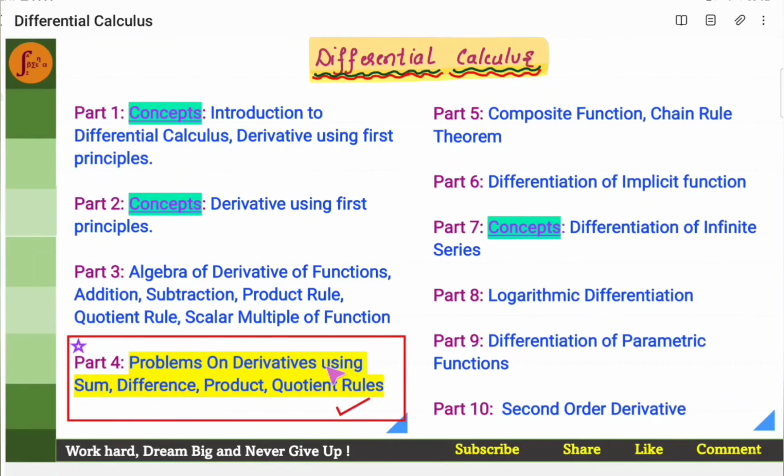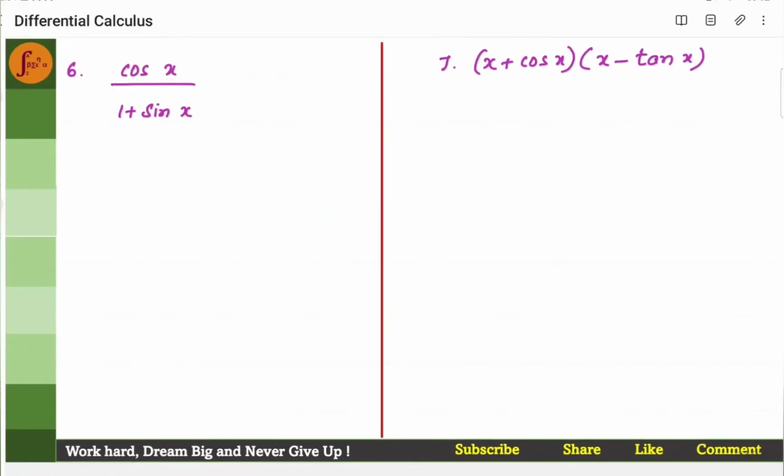In the last video, we covered a few problems related to algebra of derivative functions. In this video, we will cover a few more problems related to product rule and quotient rule. Now let's take this particular problem.